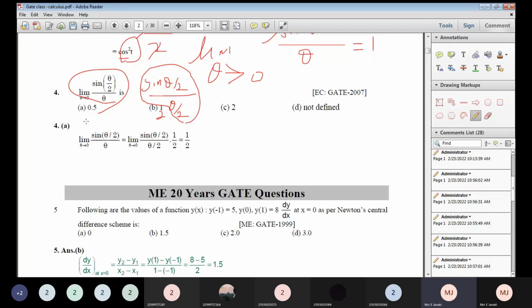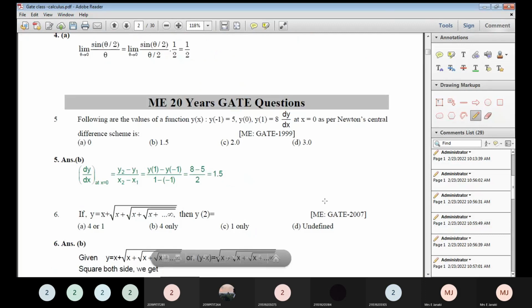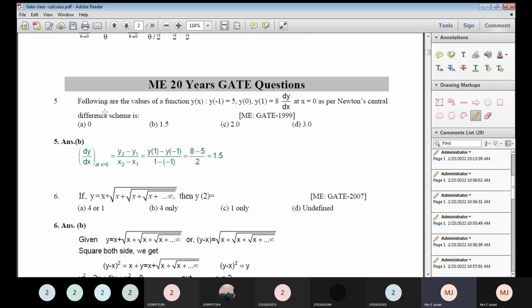Here see the first option, 0.5. Then see the next problem. Read this next problem.